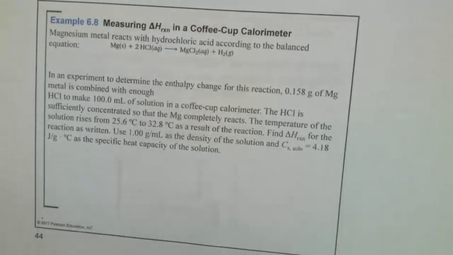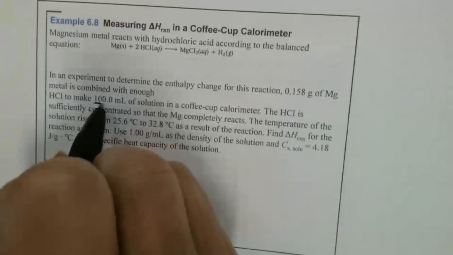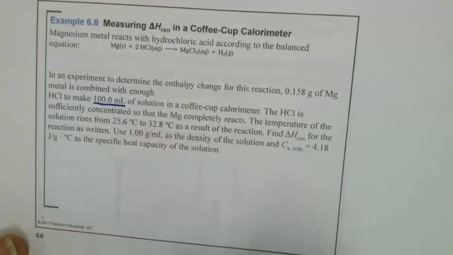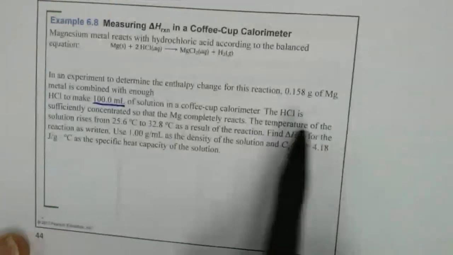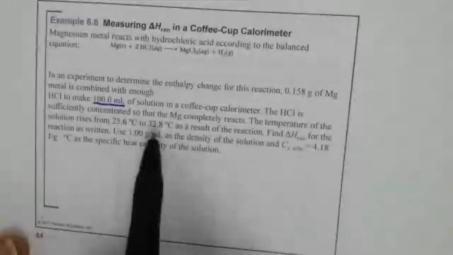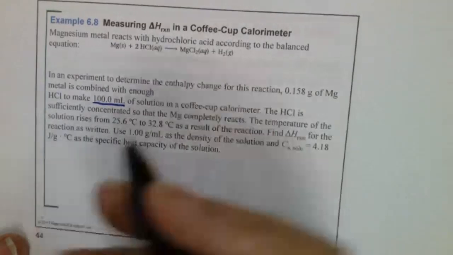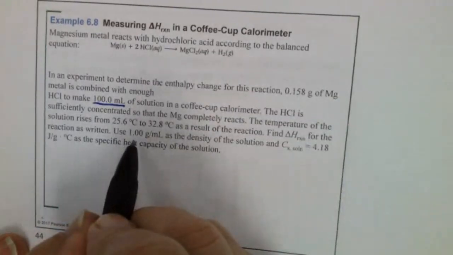But notice I'm going to be measuring the heat of the solution. What's going on in that coffee cup? Well, I'm going to have 100 milliliters of solution. It is sufficiently concentrated to react the magnesium. The temperature goes up, so we've got an exothermic reaction. All right, so we've got 100 milliliters.